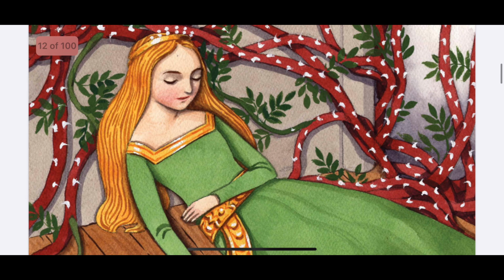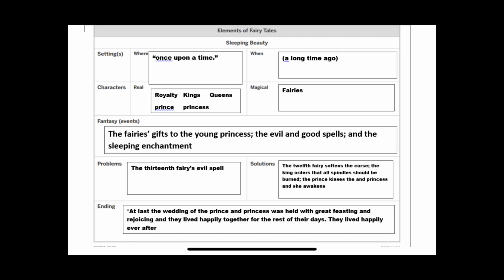Problems and solutions. If you said thumbs up, that is correct. Ending in happily ever after. If you said thumbs up, that is also correct. Good job. Yesterday, we used this fairy tale elements chart in order to organize the information that we learned in our story. So let's review what we learned about Sleeping Beauty because we're going to be making a new one for today's story, Rumpelstiltskin, and we will be comparing both stories.